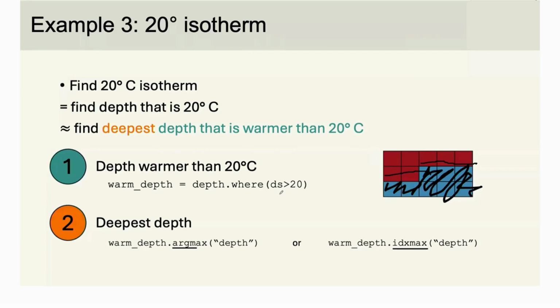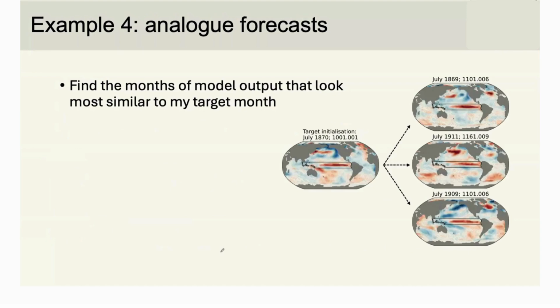Have I lost people yet? So if this was temperature and I put temperature.idxmax depth, it's just going to give me the surface basically every time. Yeah. Still following, I'm going to add another step of complexity here.